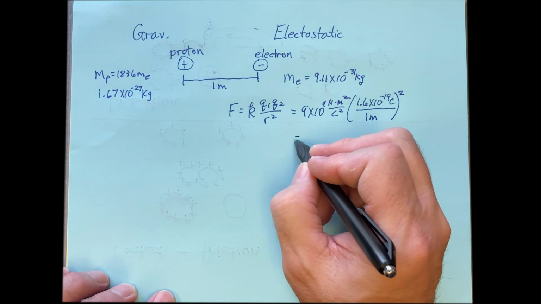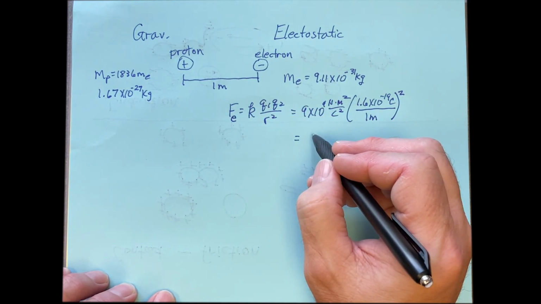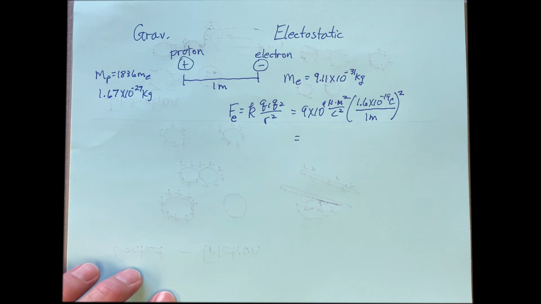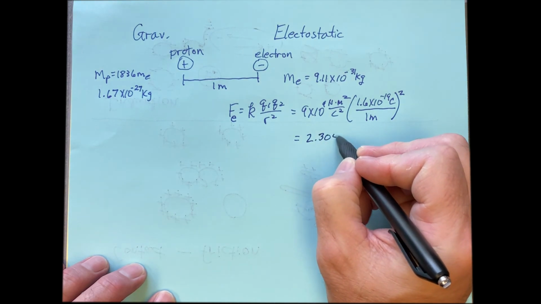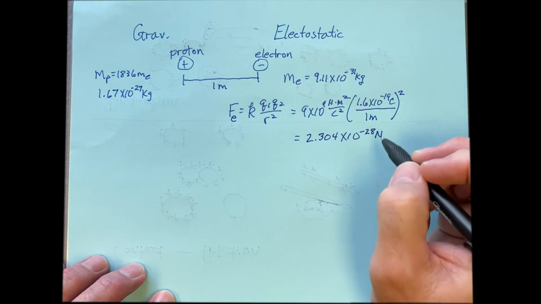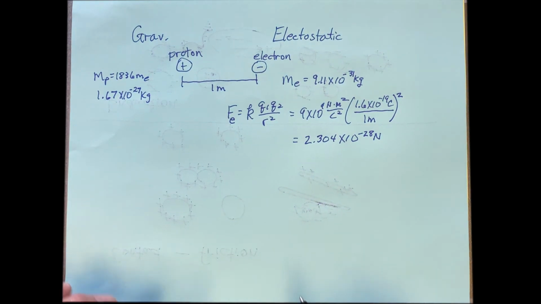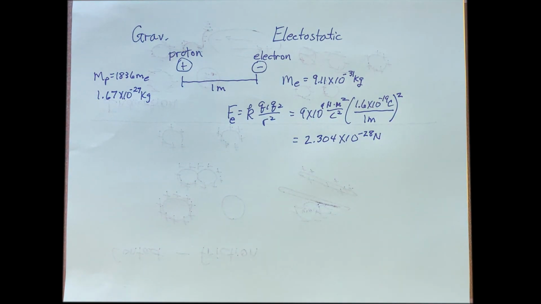So what do we end up with? Let's put an E on here so that we understand this is the electrostatic force we're computing. You should check me on every calculation I do, but that's 2.304 times 10 to the negative 28 newtons. That's a very small force, but you would expect that for one proton and one electron with such tiny charges.